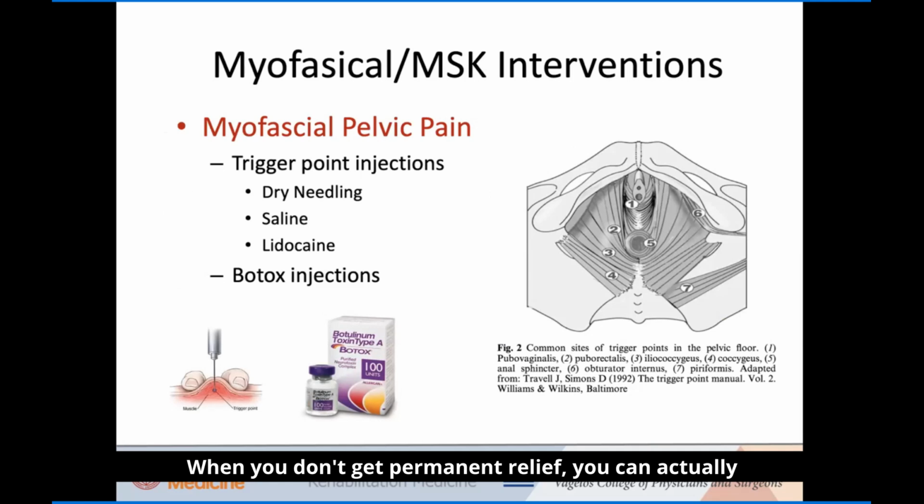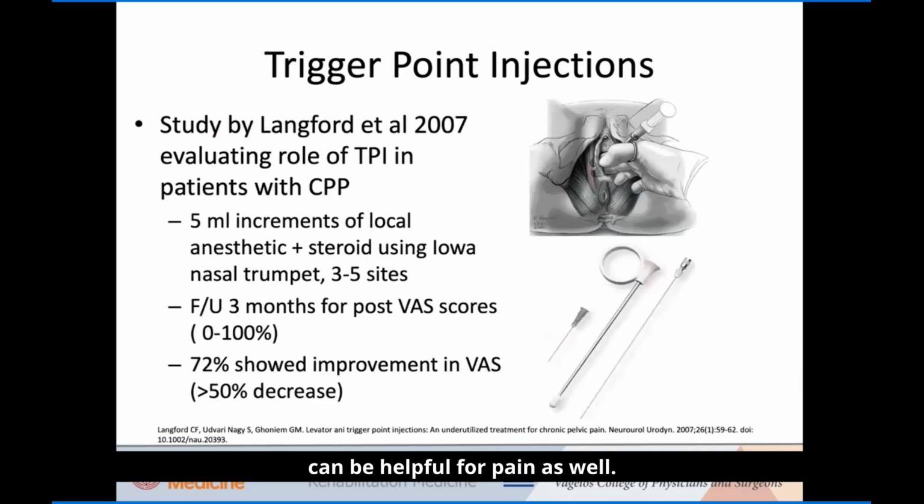When you don't get permanent relief, you can actually sometimes also do Botox injections. So just like we will see that for migraines and other things into different muscles around the head and neck, that can be done to the pelvic floor. Obviously, you really want to make sure you're seeing somebody that does a lot of this because, of course, too much Botox, you relax that pelvic floor. Laura already alluded to the importance of those muscles and what they're helping support. So we don't want to overly weaken those muscles, but Botox can be helpful for pain as well.